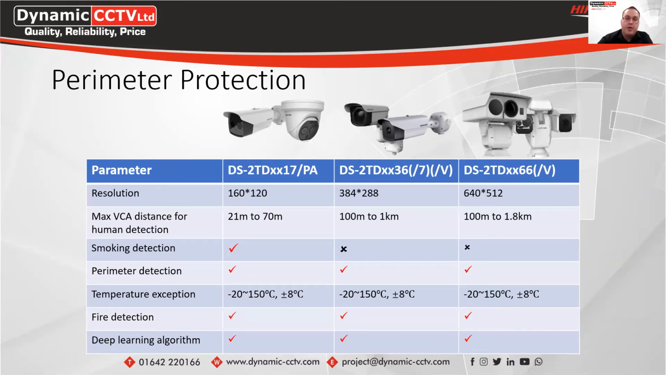We've also got the longer range bullet cameras, which go from 100 metres up to 1 kilometre detection distance, depending on the camera model you go for. And there's also the positioning series, which can go up to 1.8 kilometres on some of the largest units available in the thermal range.